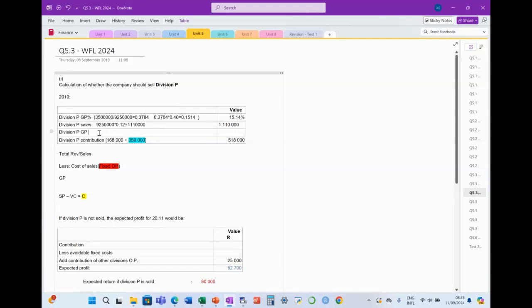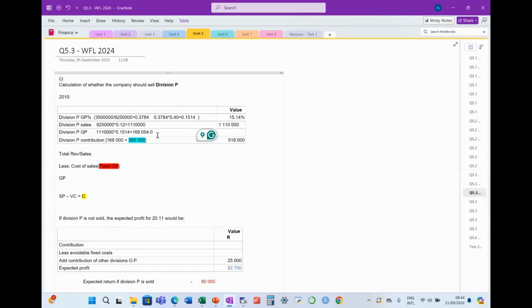Now we can work out our gross profit. And our gross profit, obviously I think I still have it there. And times this, yes, 0.1514. Okay, so you get now this 168,000, okay, 54 Rand, okay.